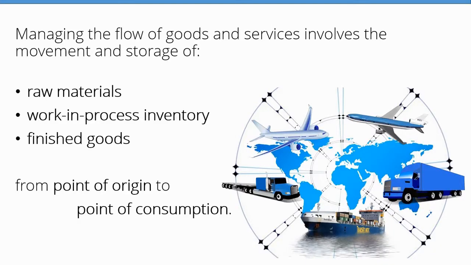From our supply chain model that we looked at earlier, one of the elements was procurement. And procurement in this case relates to the managing of the flow of goods and services involved with the movement and storage of raw materials, work in process inventory, and finished goods from point of origin to the point of consumption. So, as I mentioned, a lot of times when we think of supply chain management, we just think about buying. And it is a major part of supply chain management, one of the first areas where we actually can see how well we're doing.